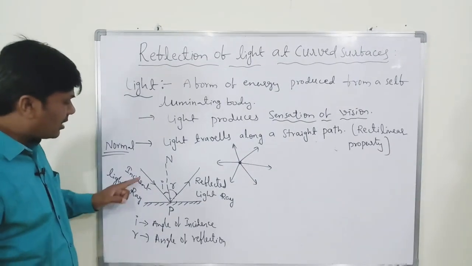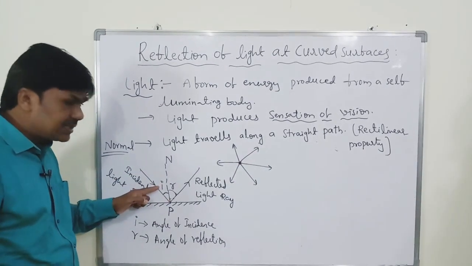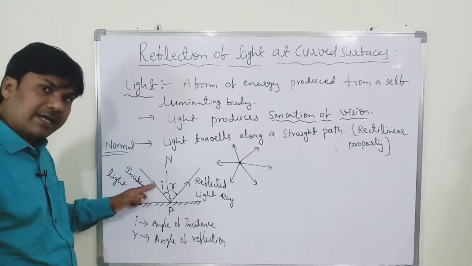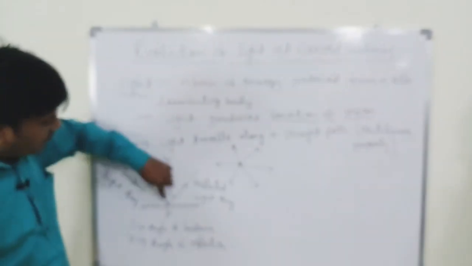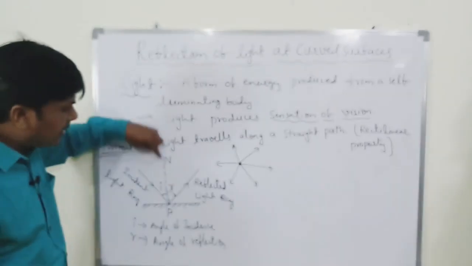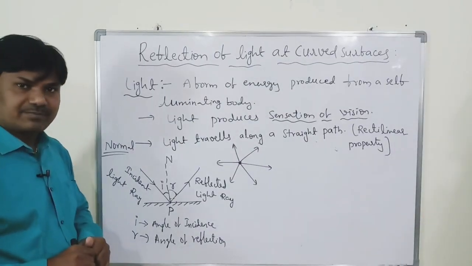Now we should measure the angle between the incident light ray and the normal. That is I. Always it should be represented by I. I means angle of incidence. And the angle between the reflected light ray and the normal, that angle is called what? Angle of reflection, isn't it?